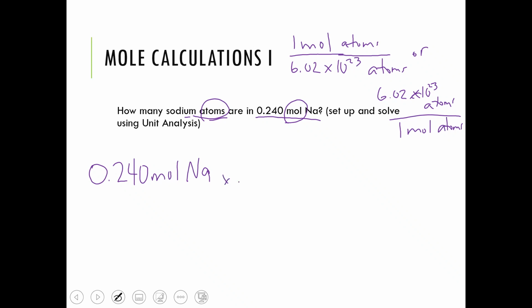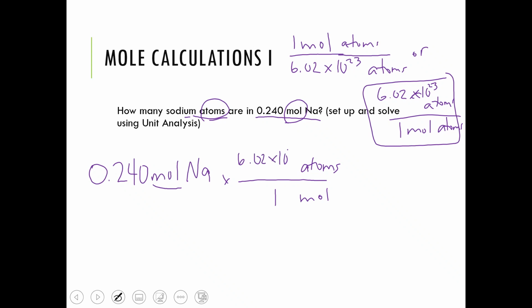So now we need to look at this problem and say, all right, I have moles, I need to get rid of moles. So I need moles on the bottom and atoms on top. So I would use this conversion factor. So for every 1 mole, 6.02 times 10 to the 23rd. So moles and moles will cancel out. Now on your calculator, we need to type in 0.240 times 6.02 times 10 to the 23rd.